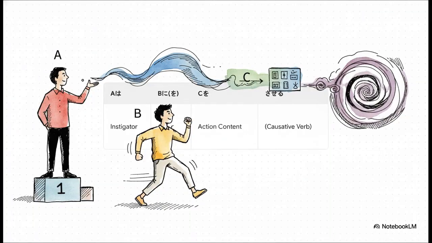Here is your basic formula for the causative. A wa B ni C o saseru. Let's break it down. A is the instigator, the one giving the order. B is the actor, the one carrying out the order. And C is the action itself. The most critical point, the one you cannot forget, is that B is the one who actually does the work.